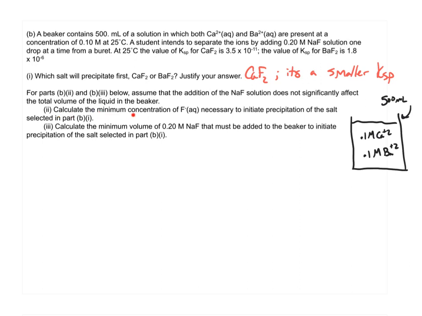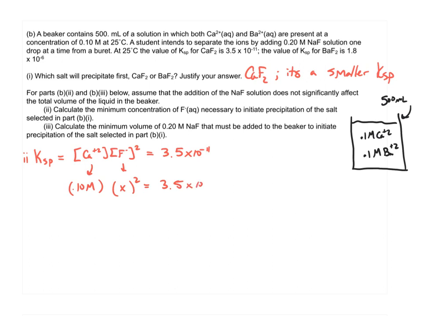It says, calculate the minimum concentration of F- ions necessary to begin or to initiate the precipitation of the salt selected in part B1, or the calcium fluoride. So I quickly jotted down the KSP expression, calcium ions times the fluoride ions, that's to the second power because it's CaF2, is equal to the KSP, 3.5 times 10 to the negative 11th. Now we know the calcium ions began as a 0.1 molar solution, but we don't know what this is, but it's squared, and it's 3.5 times 10 to the negative 11th here.